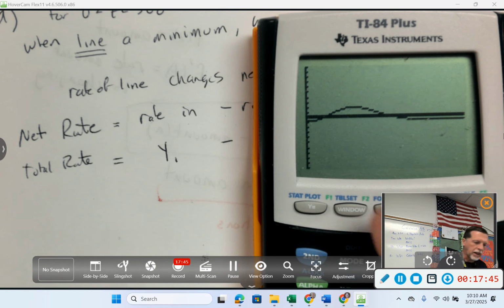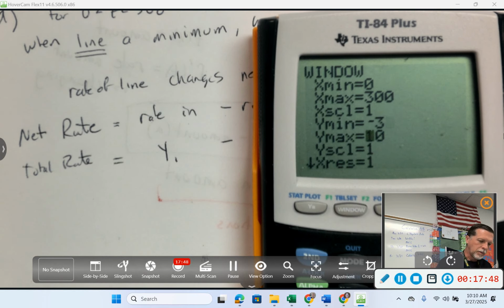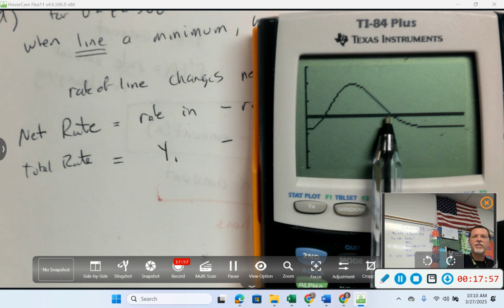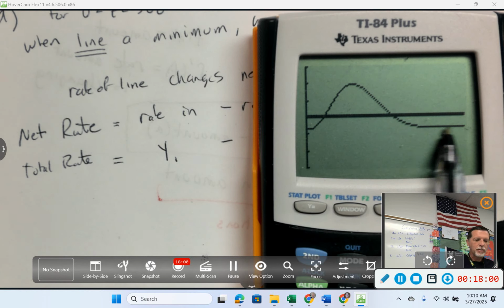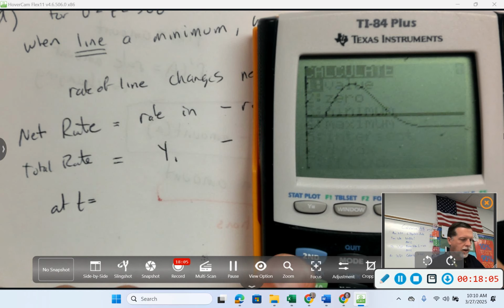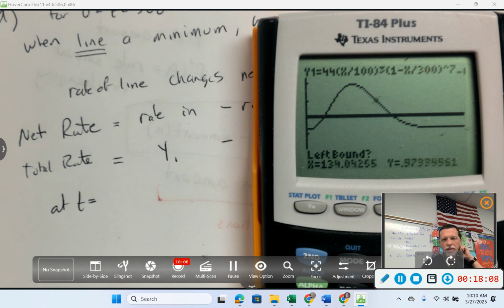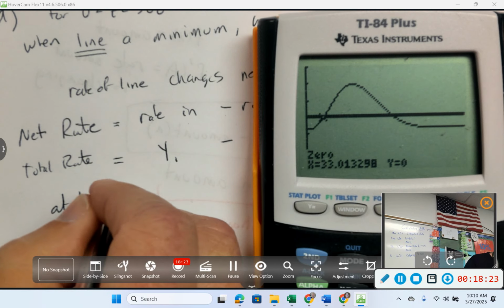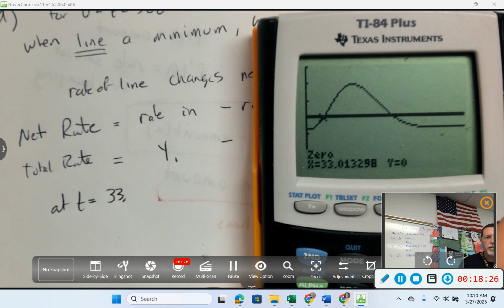Okay, so I'm looking for negative to positive. I'm going to zoom in a little bit more. So that first one is negative to positive. Then I've got a positive to negative, so that would be where the line is at its biggest. And you can see it dies off and then people are just leaving. So, second calc, zero. I want negative to positive, so I want that first zero. Left bound, right bound, guess. So at t equals 33.013, carry 3 decimals.